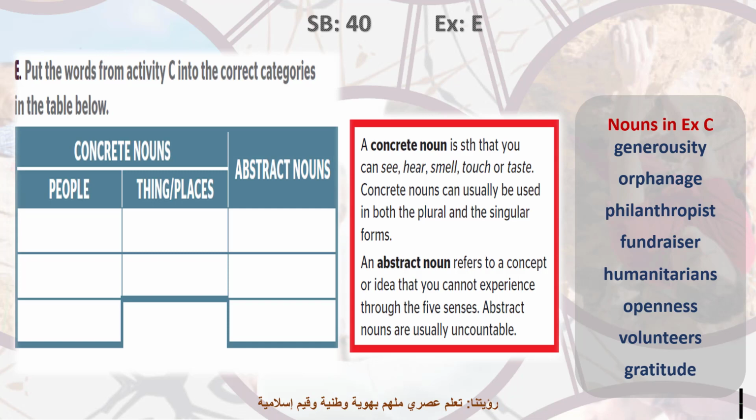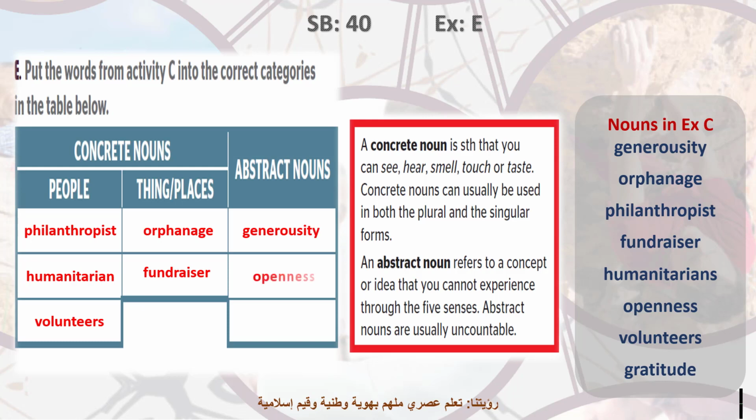Here are the answers. People: philanthropist, humanitarian, and volunteers. Things or places: orphanage, it's a place of course, and fundraiser, a thing. What about abstract nouns? Yes, generosity, openness, gratitude.